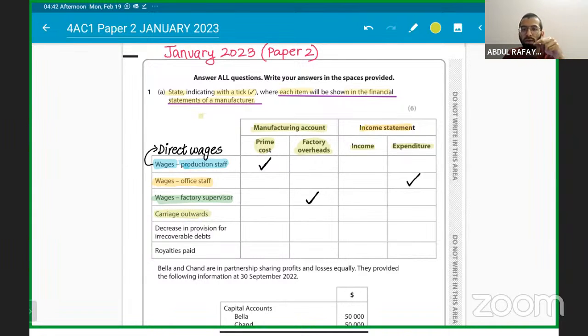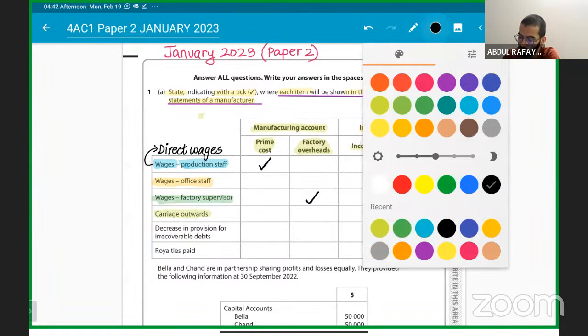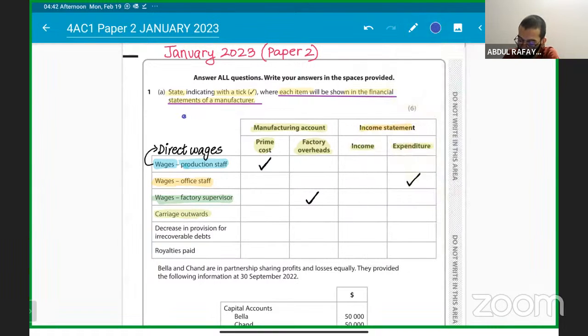But carriage outwards is the cost incurred for selling purposes, coming in the lower half, that is the profit and loss account. When you have already manufactured the good, when you have already finished the product, you have to sell it to your outlets, to your shops, and send it there. So let's say this is the factory and this was the raw materials warehouse. The cost of bringing the raw materials from the warehouse to the factory is carriage inwards, and from the factory to your outlets, your retail stores, that cost is called carriage outwards.